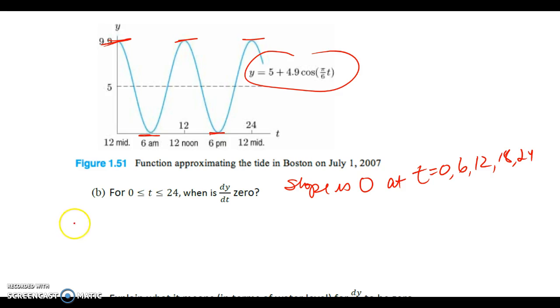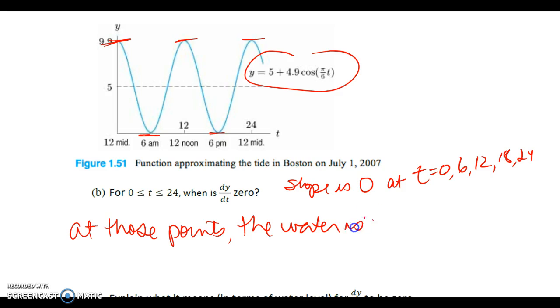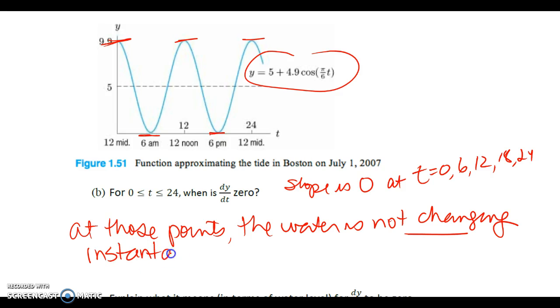So it should mean at those points the water level is not changing. And that would be at those points instantaneously, right? Because that's what our slope is measuring, isn't it? All right, this is done now. So this is the completion of the derivatives of the trig functions.